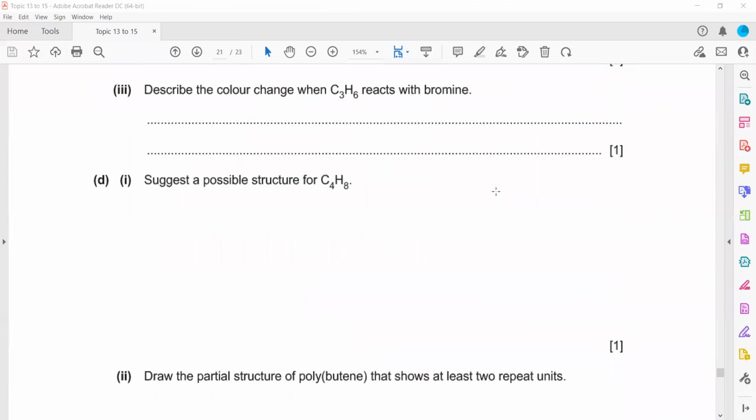Then suggest a possible structure of C4H8. We have to draw a structure of C4H8. So we have 4 carbon atoms because it's an alkene. So 4 carbon atoms are there and it's an alkene, so there will be a double bond. This will have 2 hydrogens. This will have 1 hydrogen. This will have 2 hydrogens and the other one will have 3 hydrogens. So this is a possible structure of butene.